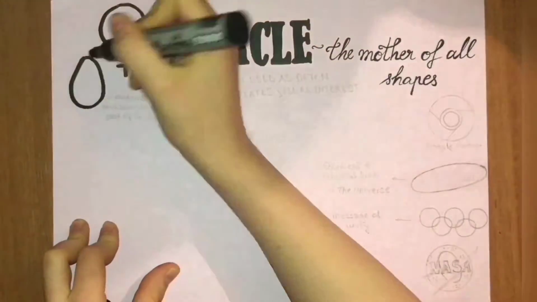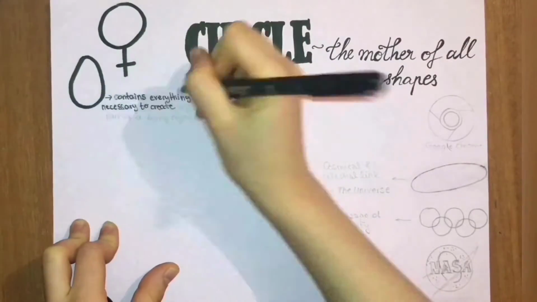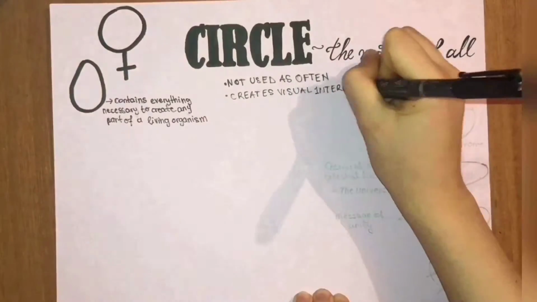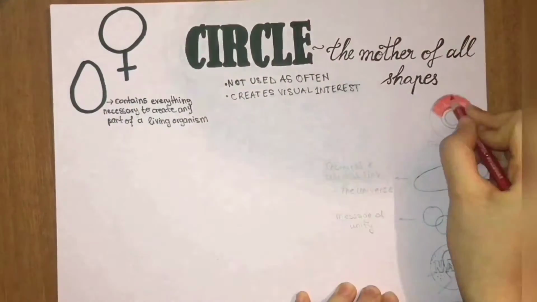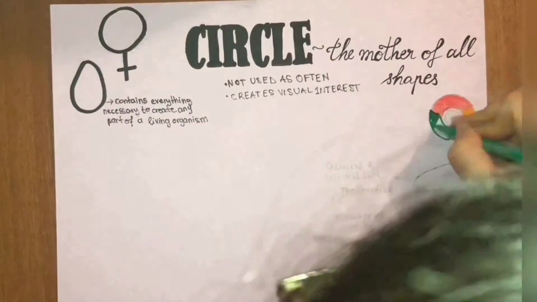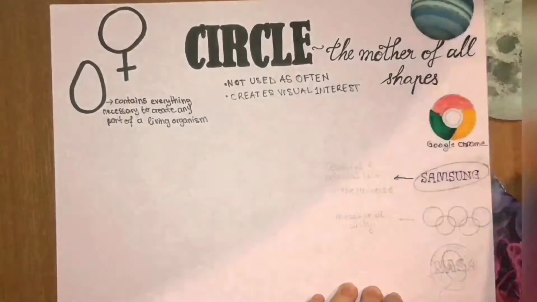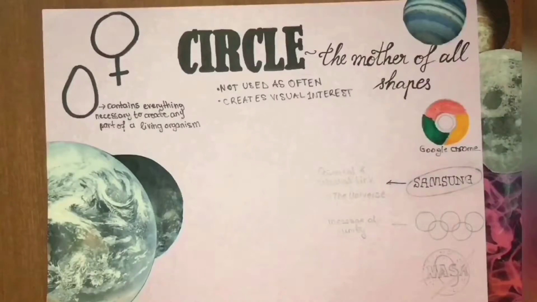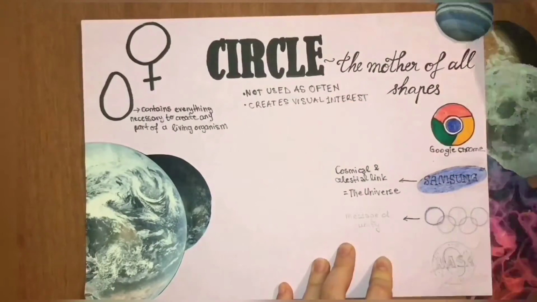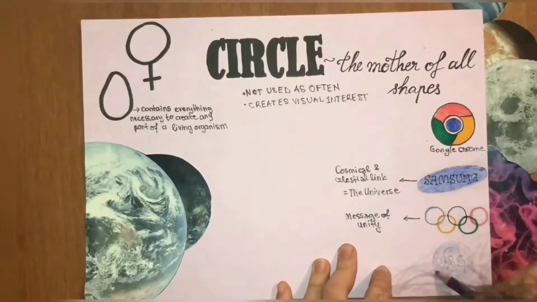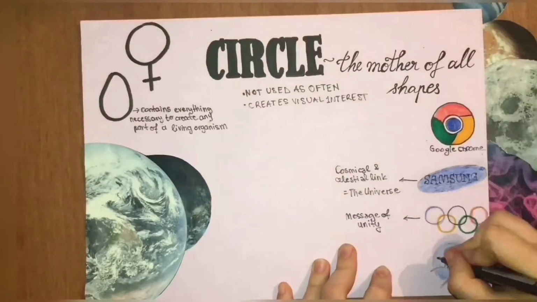Just as a fertilized egg contains everything necessary to create any part of a living organism, the circle holds all possibilities. It supports and produces life. It represents mostly non-profit global organizations and governmental agencies. There is also a cosmic and celestial link to it. It can be distinguished in Samsung's logo, where the dark blue ellipse is meant to represent the universe. It can also be seen in the Olympic rings, which stand for cooperation, unity, and friendship.